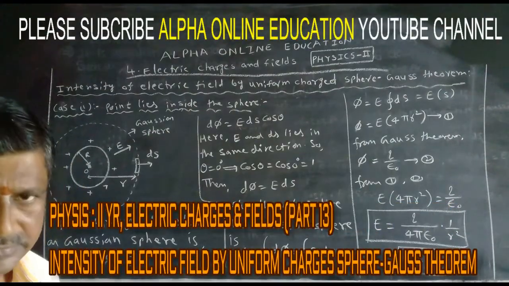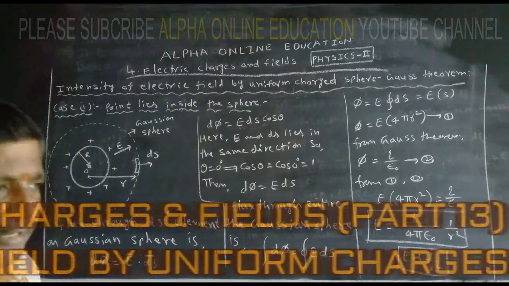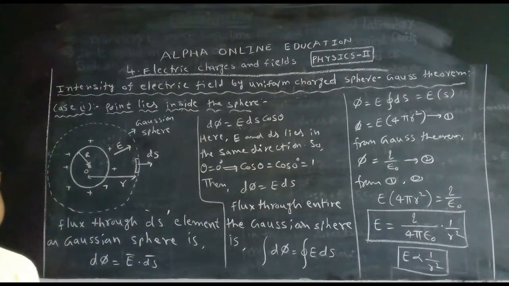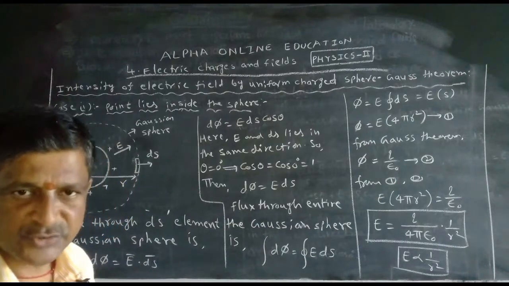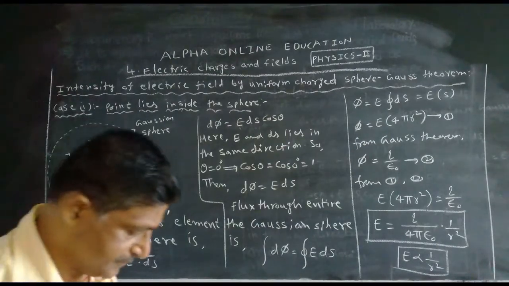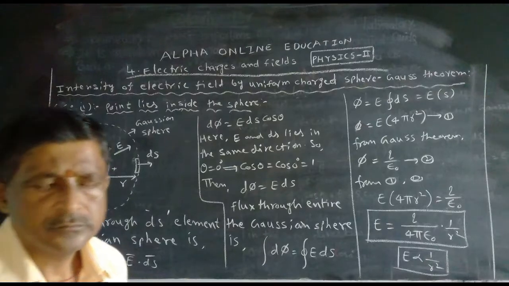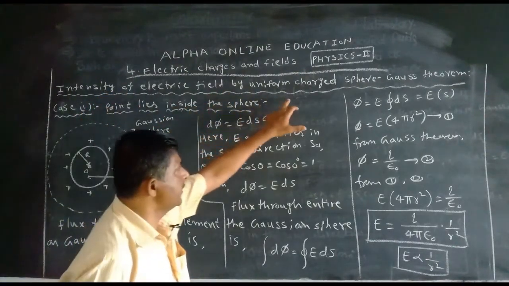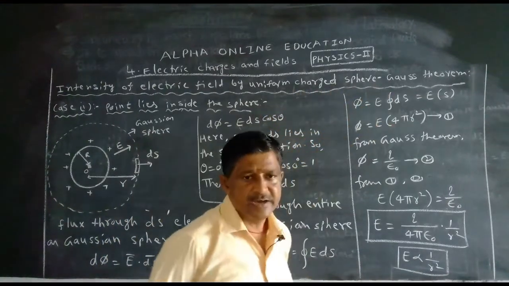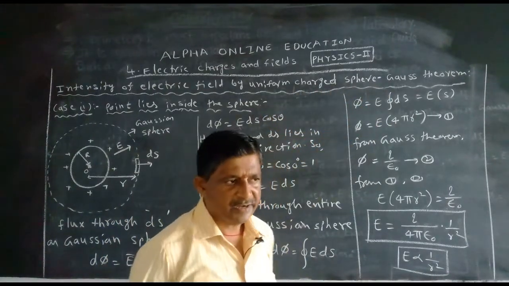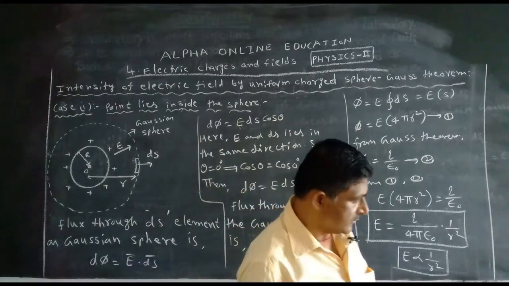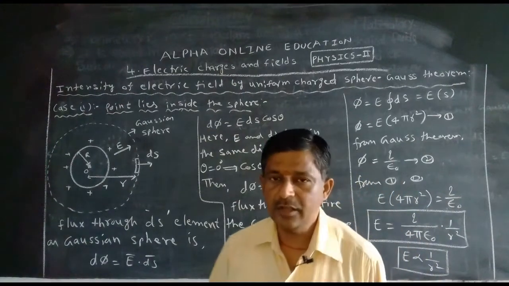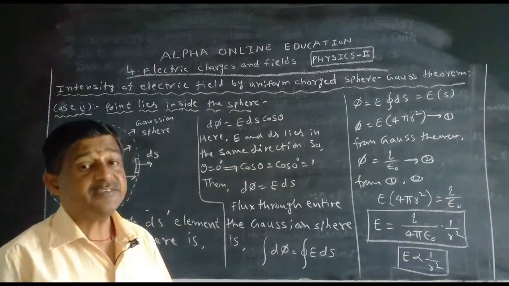Last topic in this chapter and also important for 8 marks. Now, the topic is intensity of electric field by uniform charged sphere. Here we are deriving the intensity of electric field by uniform charged sphere using the Gauss theorem. It is important for 8 marks.